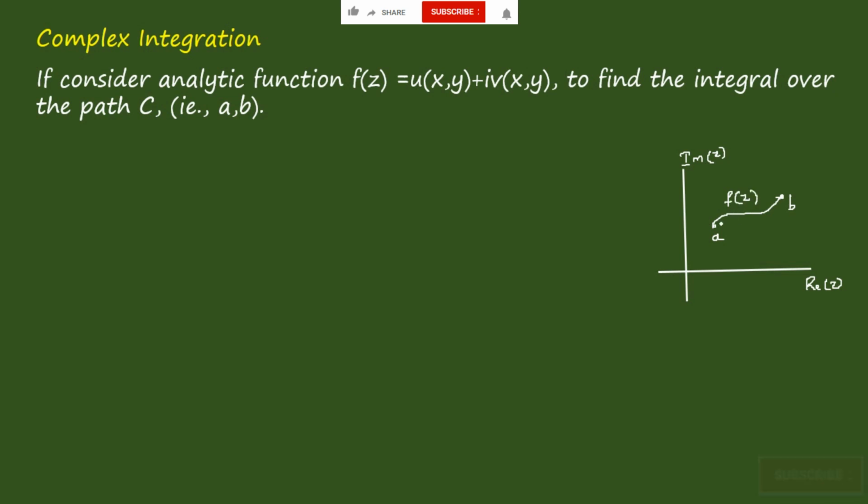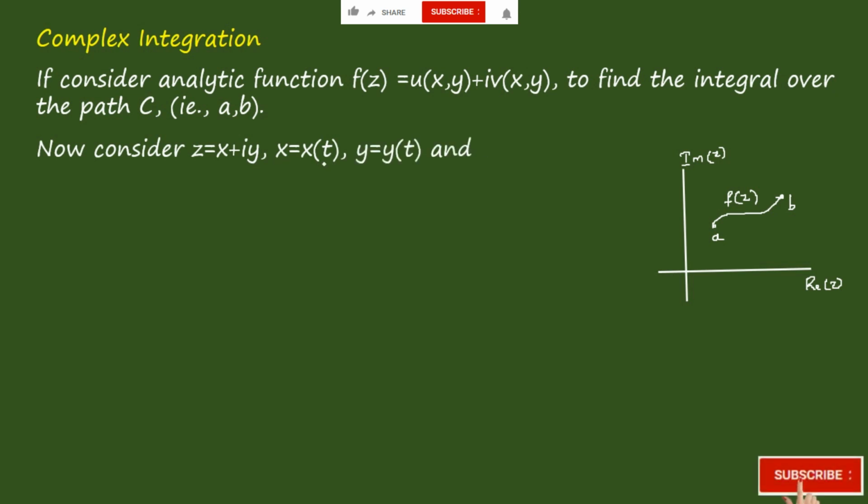When the function changes, we have different values for it, right? So f of z should be defined for it. Now we have to find the integration of it. But the general thing that we know is z is equal to x plus iy. If x is a function of t and y is a function of t, and t belongs between a and b, then you have to find the integration of f of z dz. What is dz? As we know z is equal to x plus iy, then dz is equal to dx plus i dy, right?